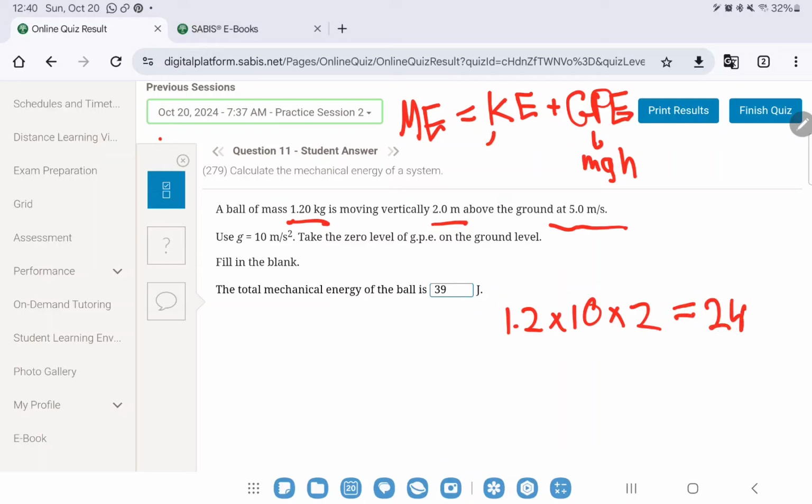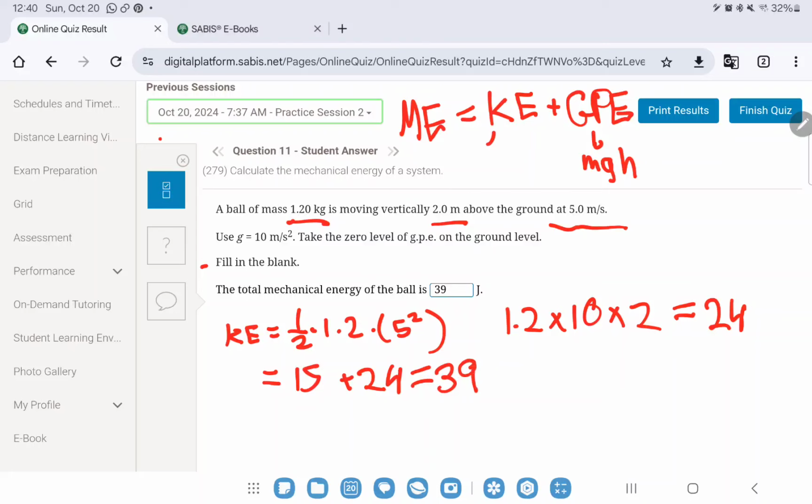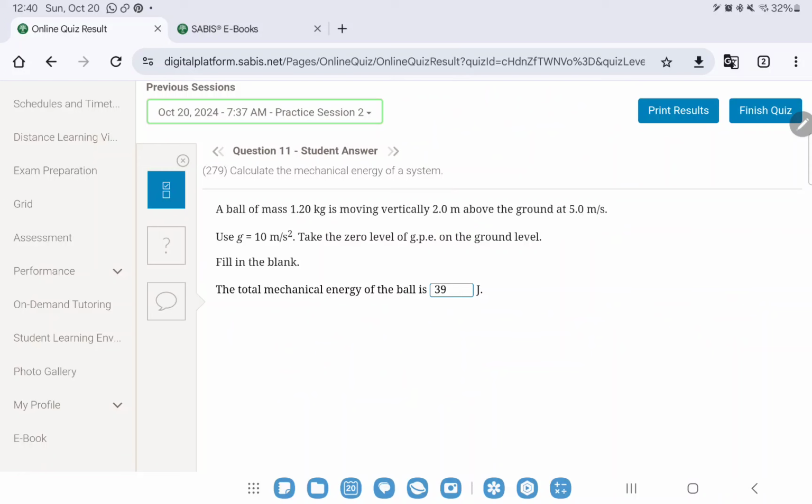Now let's find the kinetic energy. Kinetic energy equals half times 1.2 times velocity squared, which is 5 squared. On your calculator, it's 0.5 times 1.2 times 25, which is 15. So kinetic energy equals 15. Now we need to add the two: 15 plus 24 equals 39, and that's how you get the answer to this question. Now let's move on to the next one.